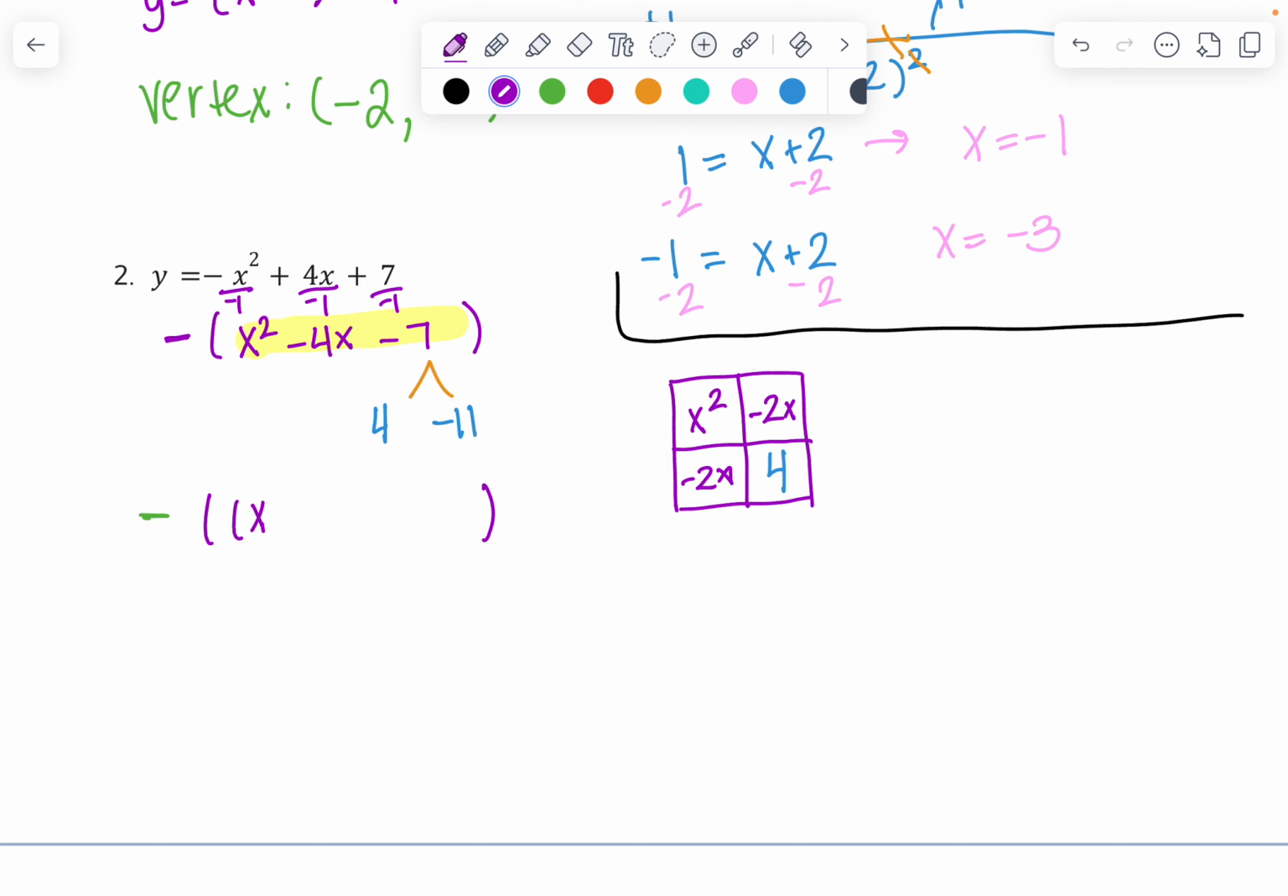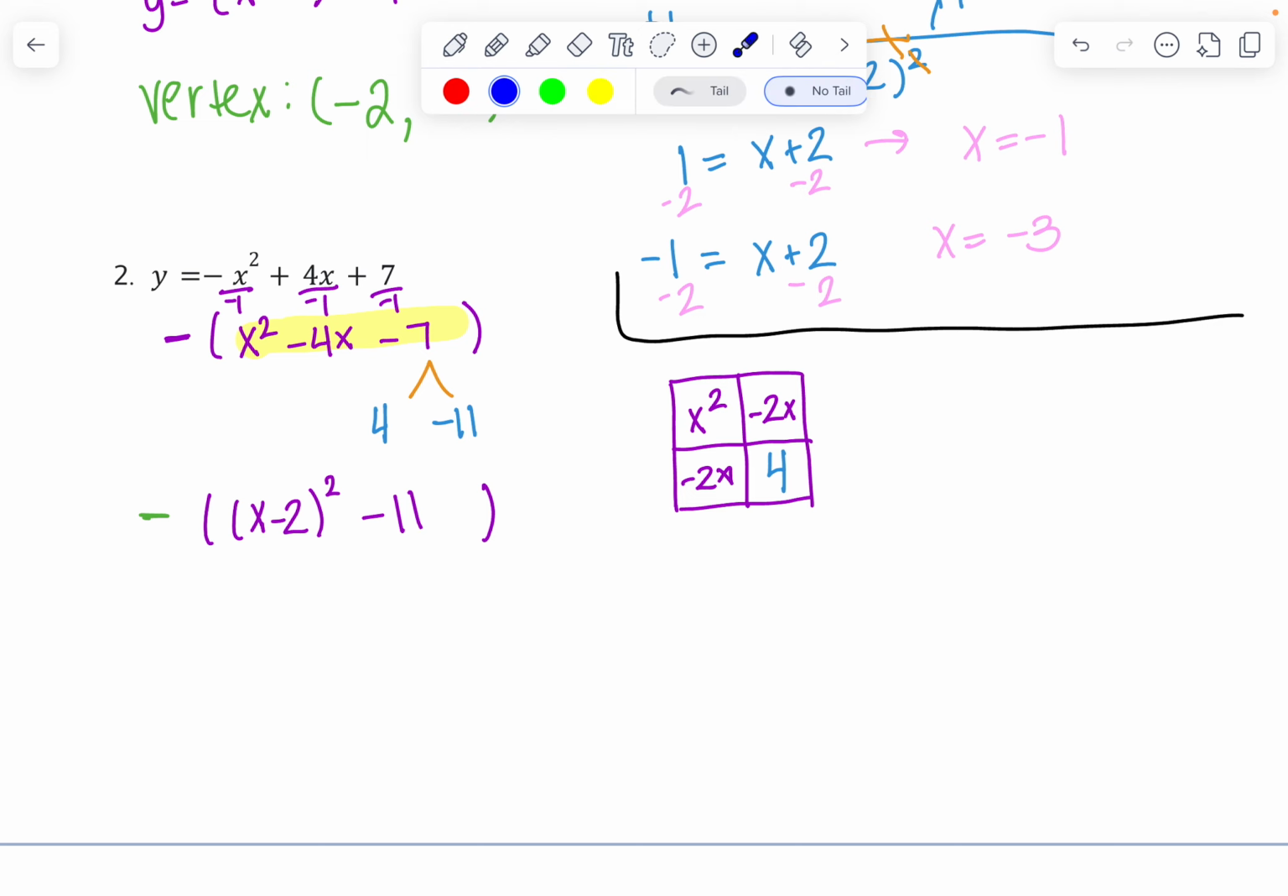So we have x minus 2. Oh, I made a mistake. Oh, no, I didn't. We're good. This was negative because we took out that. So x minus 2 squared minus 11. Right? That's going to be our perfect square form.